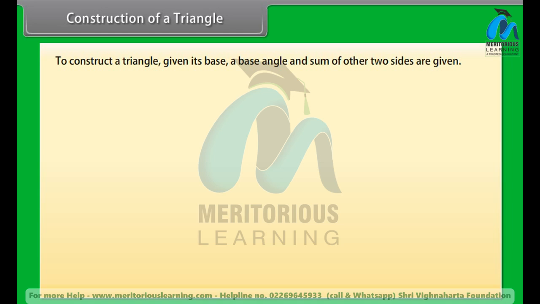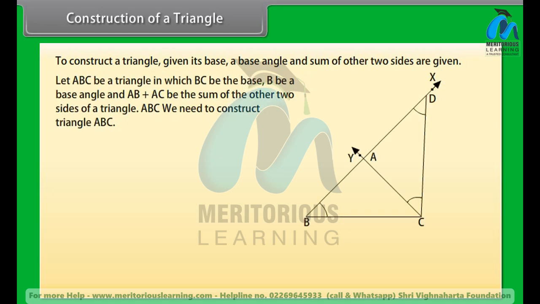are given. Let ABC be a triangle in which BC is the base, B is a base angle, and AB plus AC is the sum of the other two sides of triangle ABC. We need to construct triangle ABC.